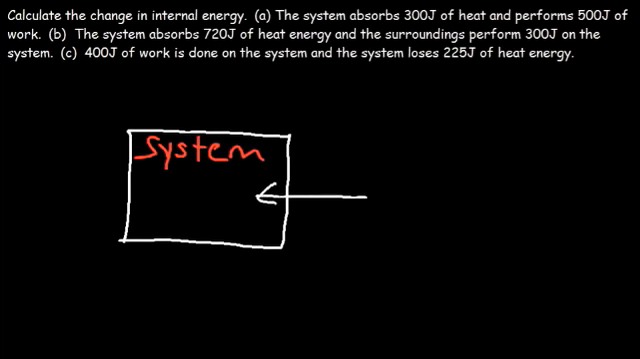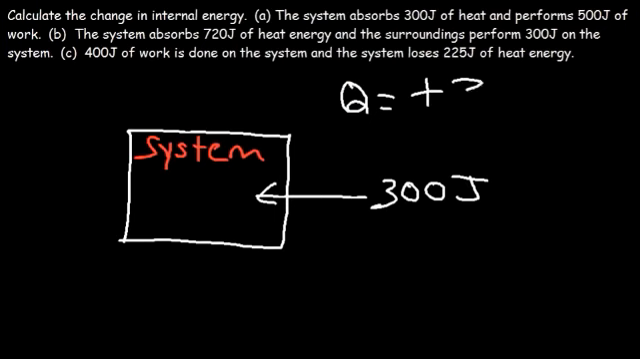Now 300 joules of energy enters the system. That means the internal energy should go up by 300. And also, the system performs 500 joules of work. Now, because heat is flowing into the system, we know Q is positive 300. If work is done by the system, that means that the work is positive.